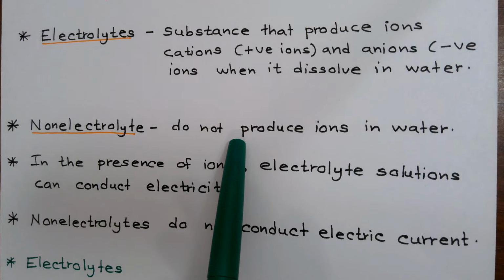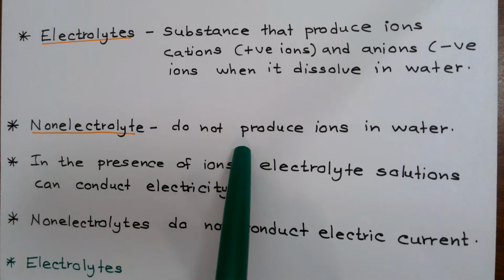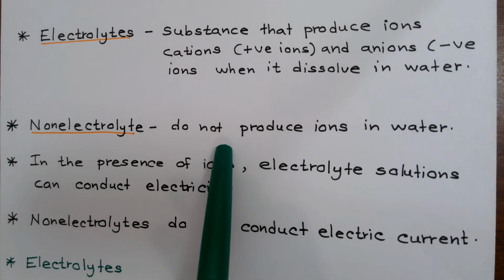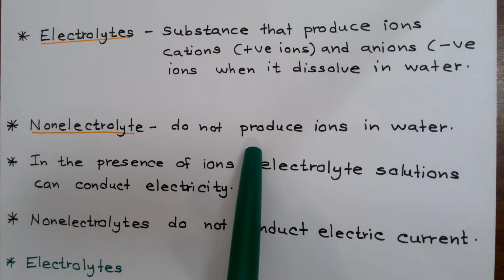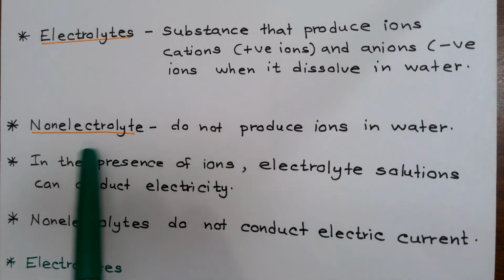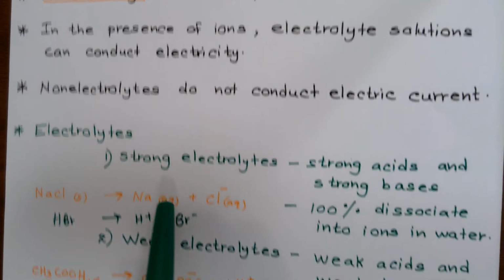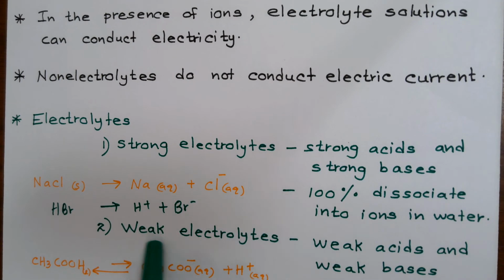On the other hand, non-electrolytes, when dissolved in water, do not produce ions in water. We call these non-electrolyte substances. For example, glucose, sucrose, hydrogen peroxide, or any organic solvents do not produce ions after we dissolve them in water. So in the absence of ions in water, they don't have the ability to conduct electricity. So those are non-electrolytes.